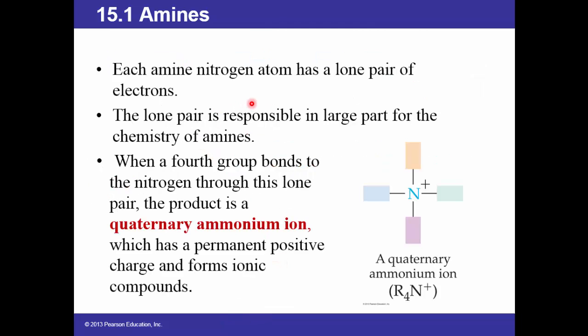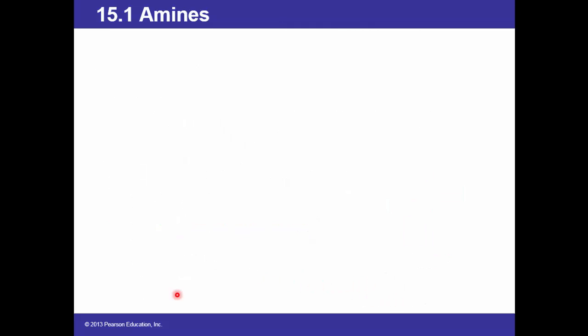Each amine nitrogen atom has a lone pair of electrons. This lone pair is responsible in large part for the chemistry of amines. When a fourth group bonds to the nitrogen through this lone pair, the product is a quaternary ammonium ion, as you can see here, which has a permanent positive charge and forms ionic compounds. This is called a quaternary ammonium ion, and it can form ionic compounds, as we will see.